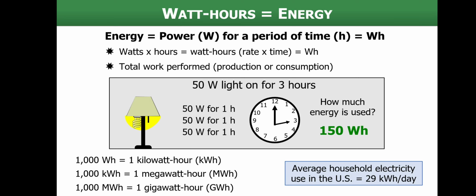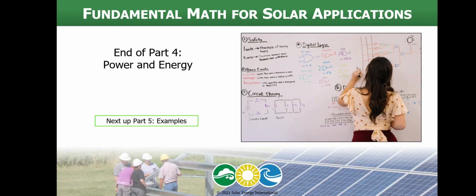If we are doing a power calculation, we're not going to use watt hours because that's an energy unit of measurement. If we're doing an energy calculation, we're not going to use watts or kilowatts because that's a unit of power. They're very different when it comes into calculations, and they're used for sizing different pieces of equipment when we're working with PV systems. That's the end of our section on power and energy.